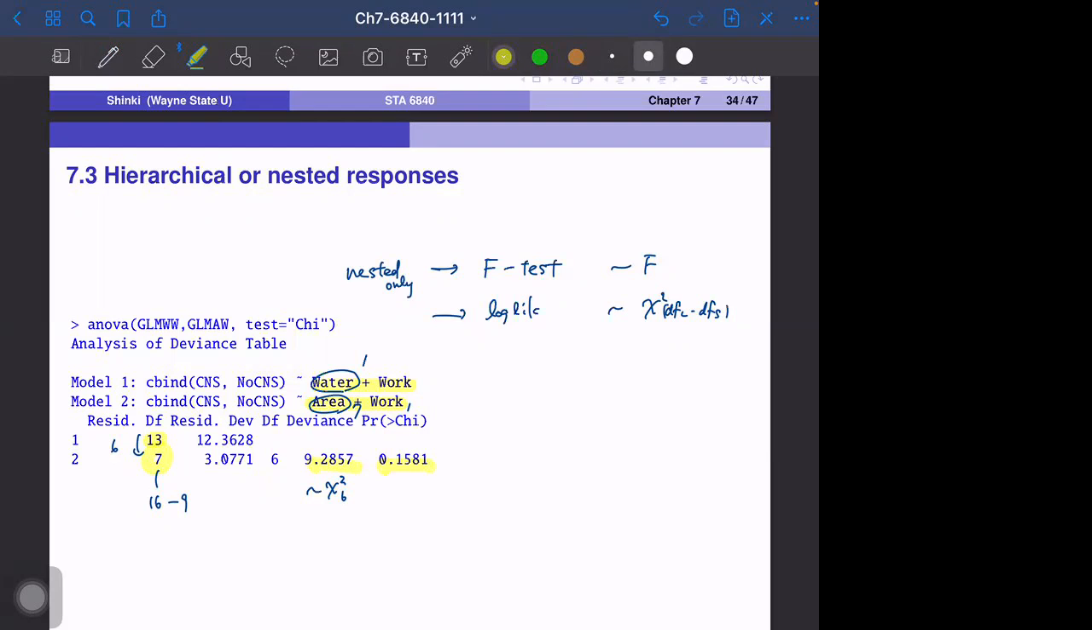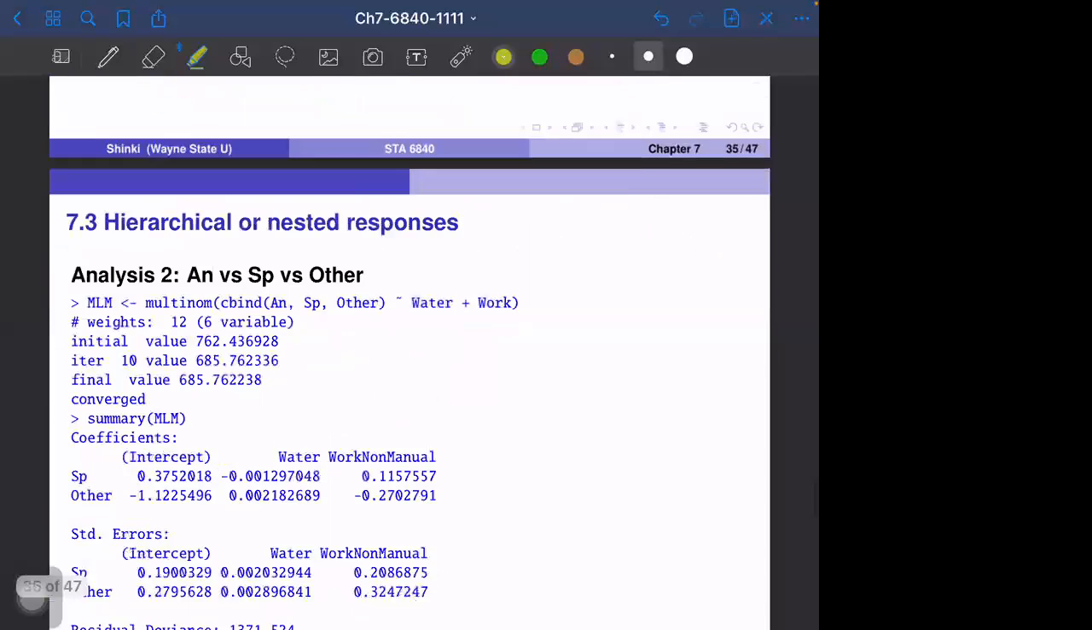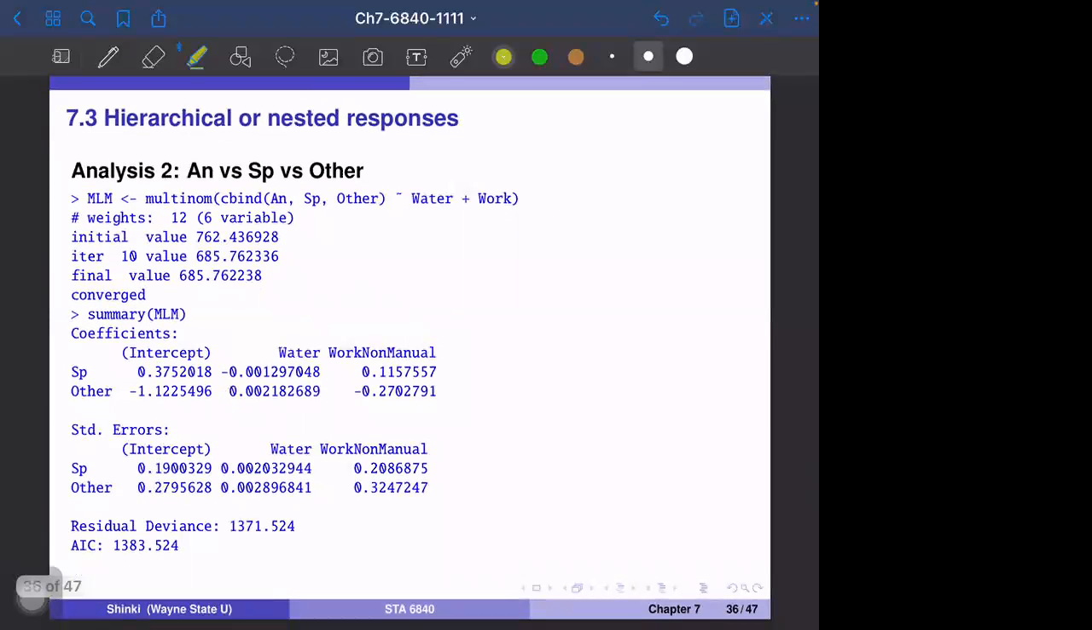So that means model 2 has more parameters, but is not significantly better. So probably it's enough to put water. At least it's not significant even if we use area as a categorical variable. Yep. So now we go on to the next one.